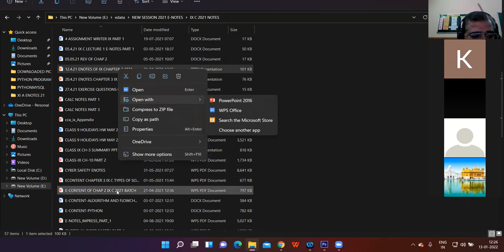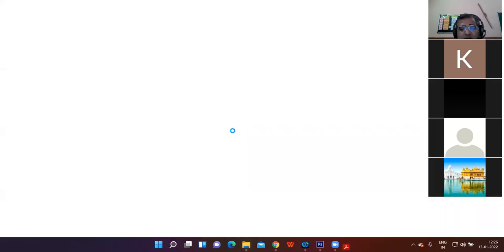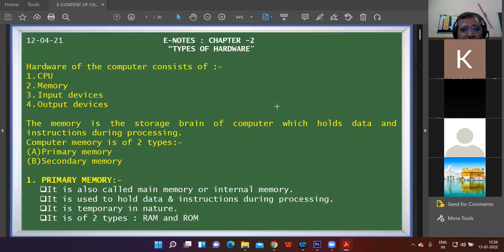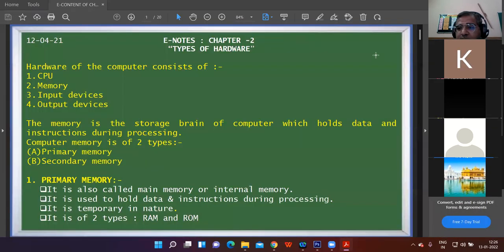I just opened the... Okay, beta, is the PDF visible to all for chapter 2, the revision of chapter 2? All right. So, this chapter we have already covered, but let us revise it.